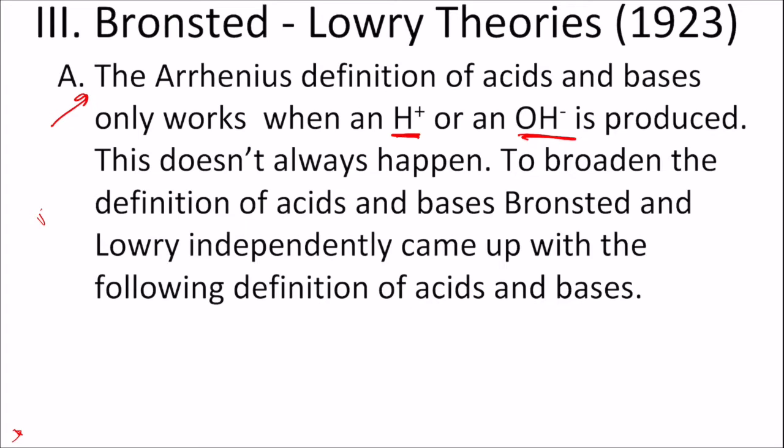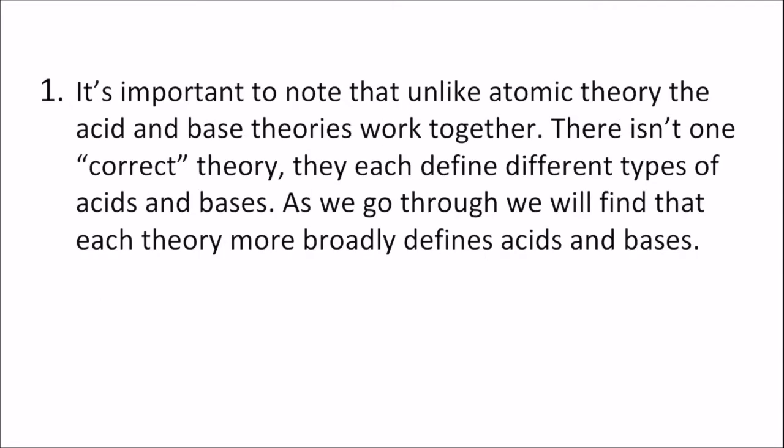To broaden the definition of acids and bases, Bronsted and Lowry independently came up with this definition. One other thing that's important to note about this chapter is that, unlike atomic theory, the acid and base theories work together. There isn't one correct theory because they're all correct. They just each define different types of acids and bases. As we go through, we'll find that each theory more broadly defines acids and bases.